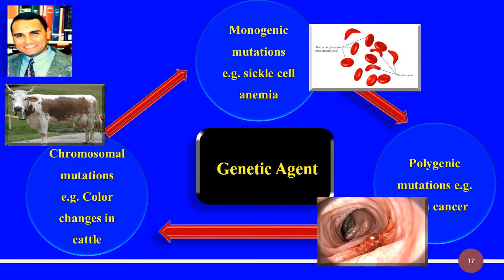Genetic agents are important for the occurrence of several diseases, such as monogenic mutations that result in sickle cell anemia, polygenic mutations such as the cancers in the GIT, and chromosomal mutations which cause color changes in certain breeds of cattle.